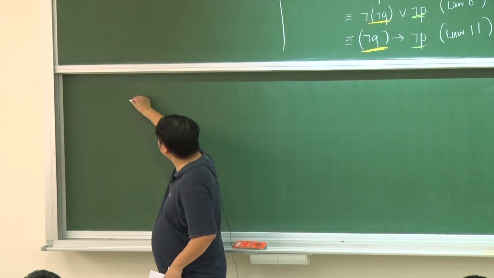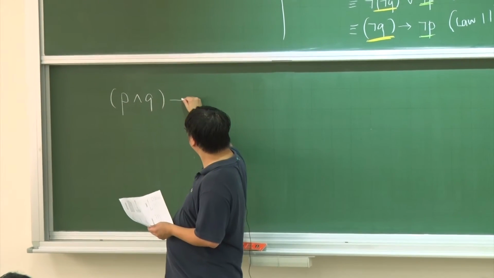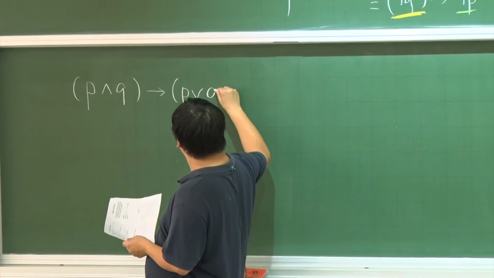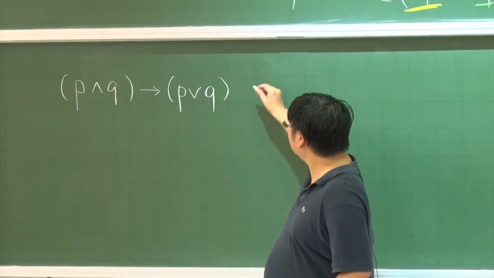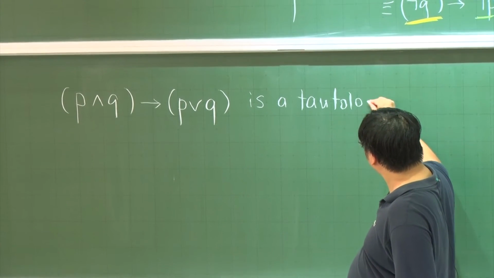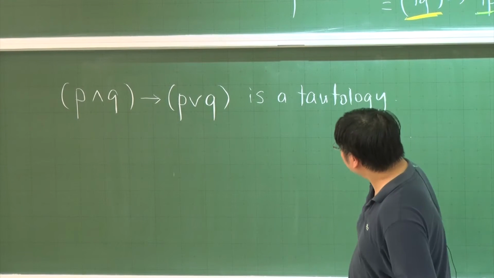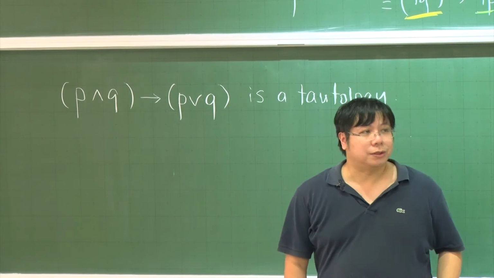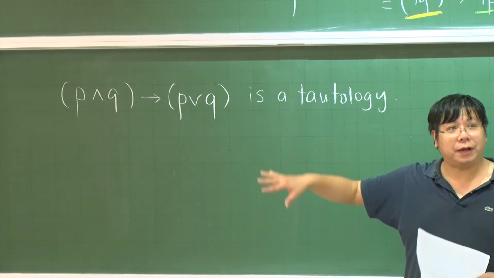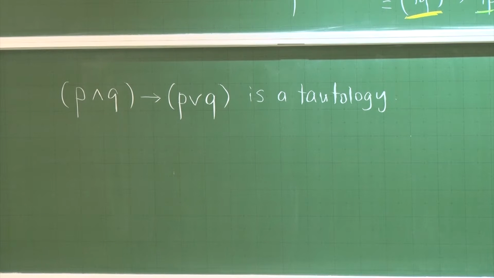Okay, so here we are trying to show that P and Q implies P or Q is a tautology. So we want to show this. How do we show it? We hope to arrive at a conclusion that no matter what you fit into P or Q, it is always giving us true in the end. So let's do this.